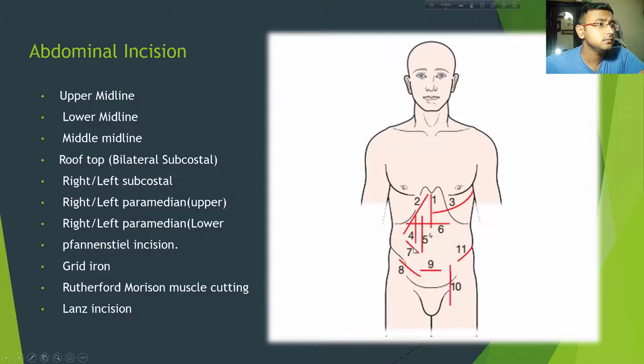The Rutherford Morison muscle-cutting incision, which is L-shaped, is used for proper exposure in infective appendicitis, along with some renal surgeries like nephrectomy. And the Lanz incision is given for cosmetic purposes and is usually used in pediatric surgery along with some appendicectomies.